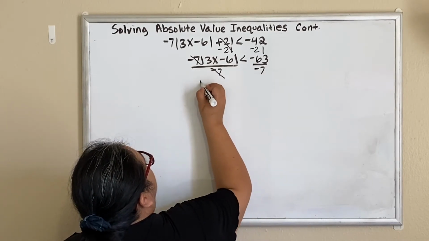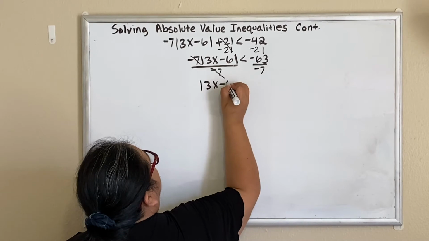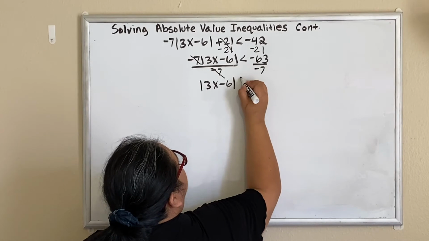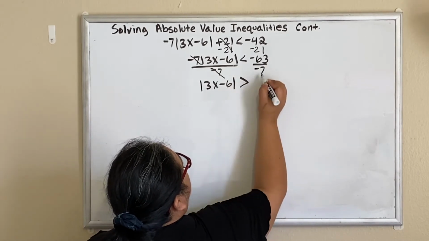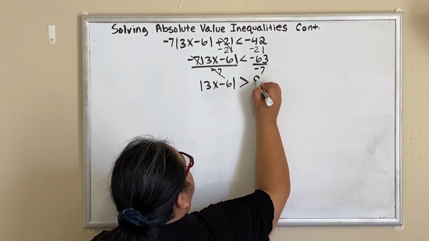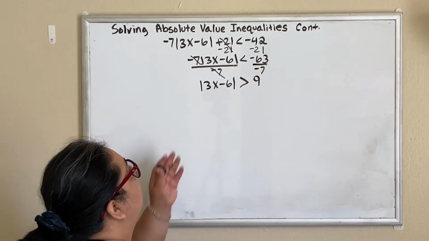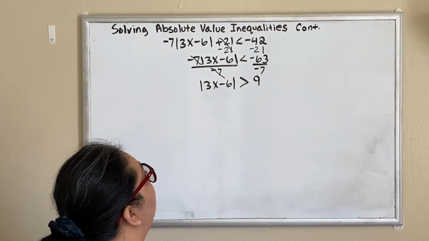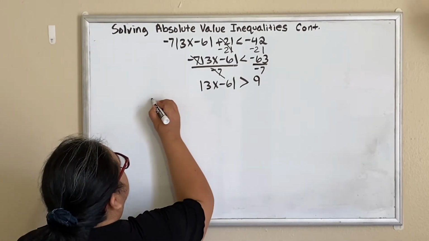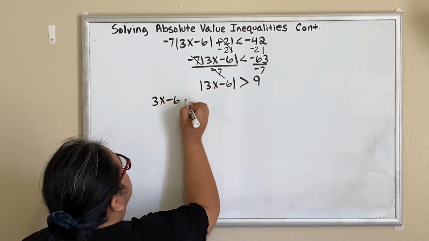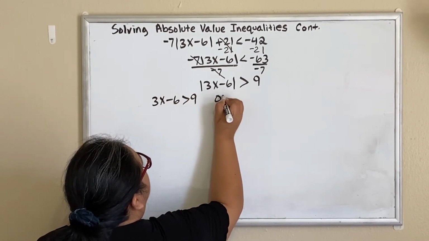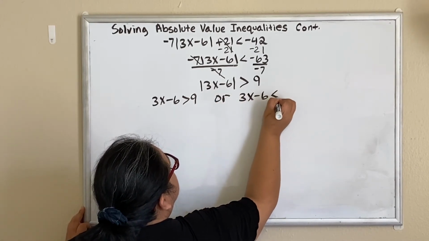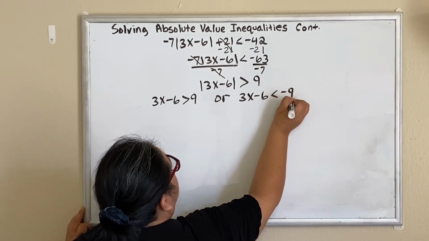And now we divide by -7 on both sides, reducing the -7. So we get the absolute value of 3x minus 6. And since we divided by a negative, my inequality flips to a greater than. -63 divided by -7 is +9. And now my absolute value is isolated. This is greater than, so this is an or statement. So we're going to write 3x minus 6 is greater than 9, or 3x minus 6 is less than -9.